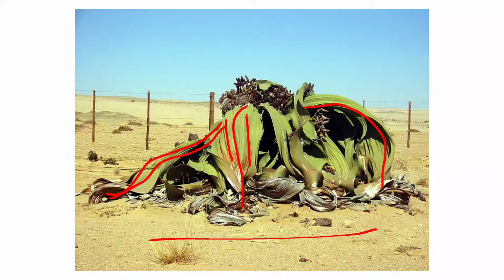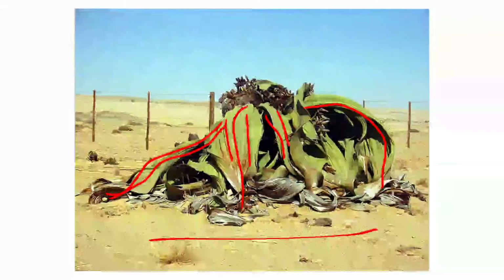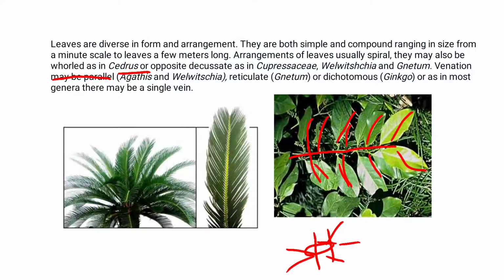This parallel venation in angiosperms, that is in higher plants, is commonly found in monocots like maize, paddy, all those plants. They have parallel venation, meaning the veins are arranged in a parallel manner. You can see these lines here, these are nothing but the veins, arranged in a parallel pattern. That kind of venation is known as parallel venation, and it is common in Welwitschia, and even in Agathis you will find parallel venation.